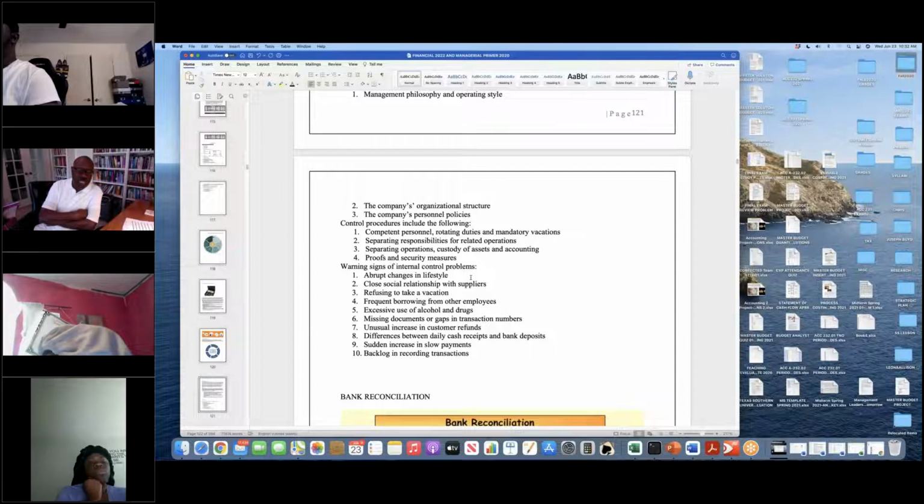If a person's lifestyle changes abruptly, if he begins to develop close relationships with the suppliers so he can get kickbacks, he refuses to take a vacation, he borrows from other employees, excessive use of alcohol and drugs, missing documents, missing check numbers, unusual increase in customer refunds.